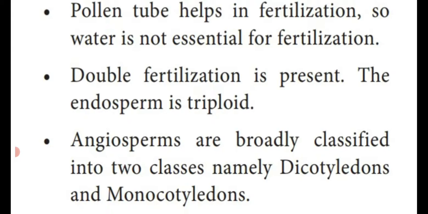Then the angiosperms are divided into 2 broad divisions based upon the cotyledons present in the embryo, that is dicotyledon and monocotyledon. Dicotyledon means they contain 2 cotyledons in an embryo. Monocotyledon means it possesses only 1 cotyledon. So these are the 2 broad divisions of angiospermic plants, that is monocot and dicot.